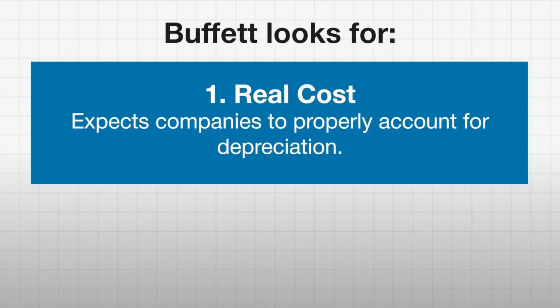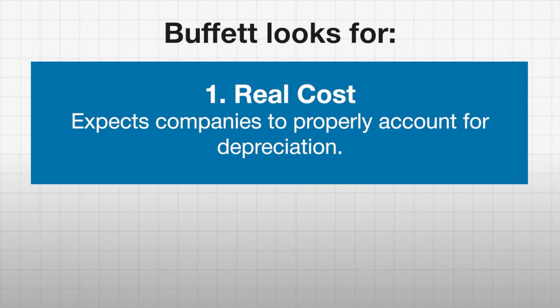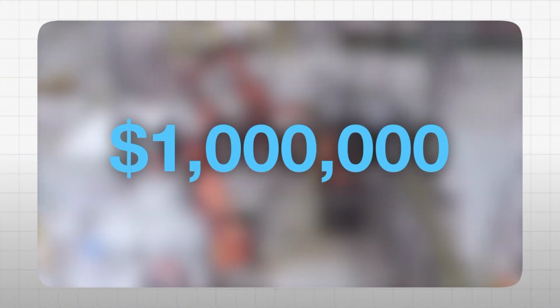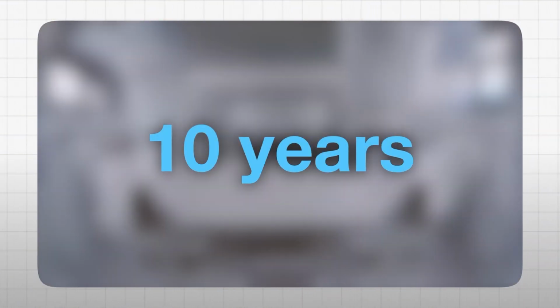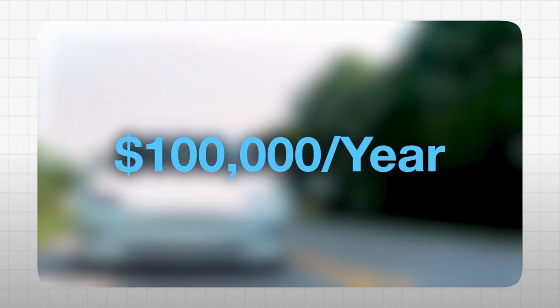Real costs. Ignoring depreciation can inflate a company's profit, so Buffett expects companies to properly account for it. For example, if a company buys a $1 million machine with a useful life of 10 years, Buffett expects them to spread the cost by subtracting $100,000 in depreciation each year over its life.